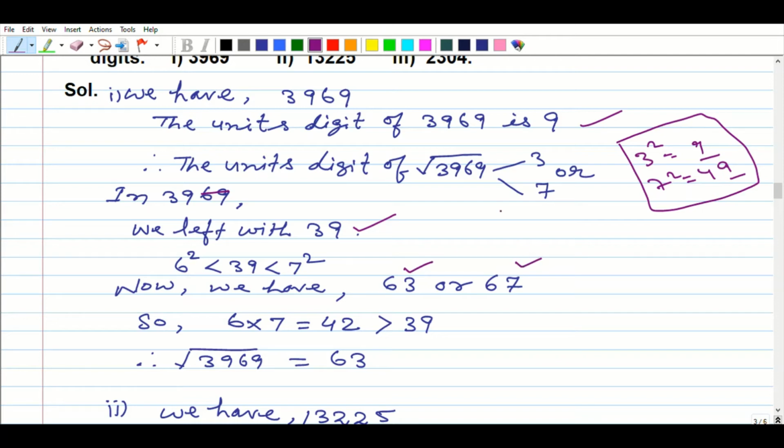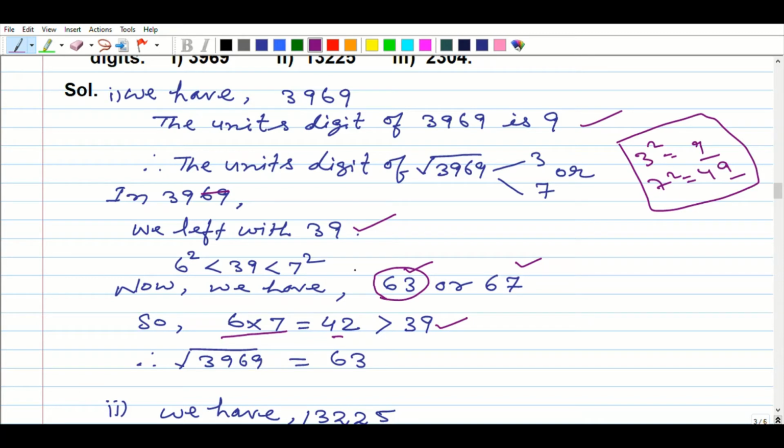Here is a confusion. Which is the square root of the given number? We get two numbers, 63 or 67. Dear learners, this number lies between 6 and 7. So multiply it. The product of 6 into 7 equals 42, right? And 42 is greater than 39. Then 42 is greater than the left number, so we take the smaller number.